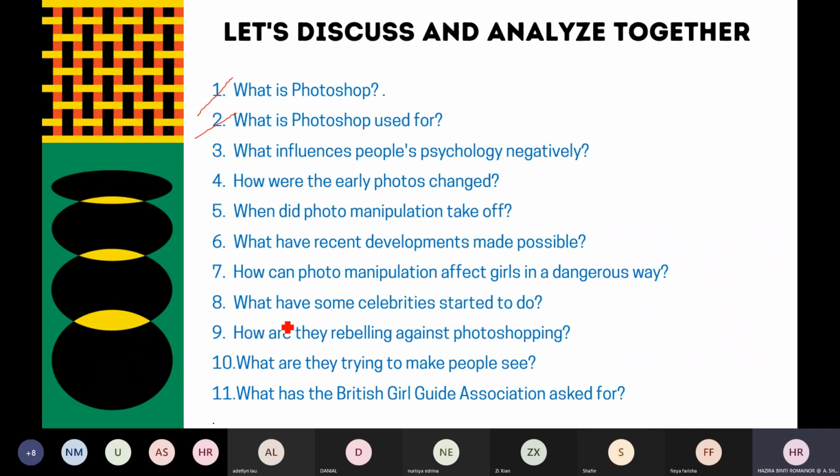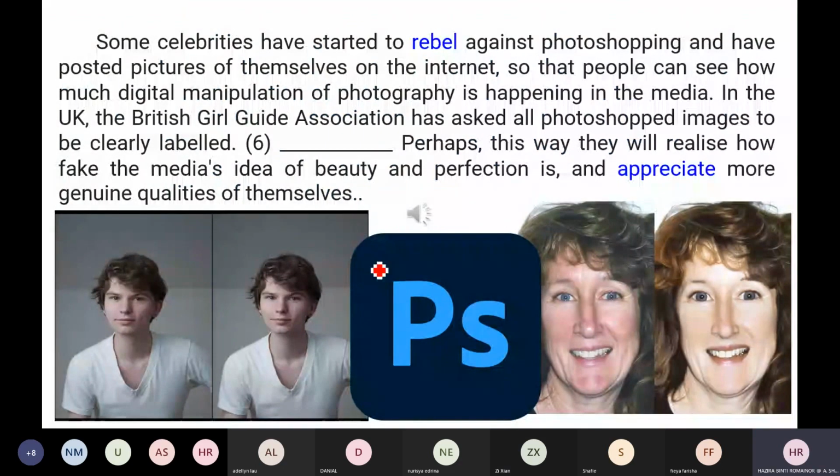Apa yang diminta oleh Girl Guide Association, Persatuan Girl Guide ni? Look at the last paragraph, Zishan. The keyword is there. Tengok. British Girl Guide Association has asked for all photoshopped images to be clearly labeled. Alright, good. So that is the answer for number 11. What has the British Girl Guide? Okay, this is the answer. Has asked all Photoshop images to be clearly labeled.